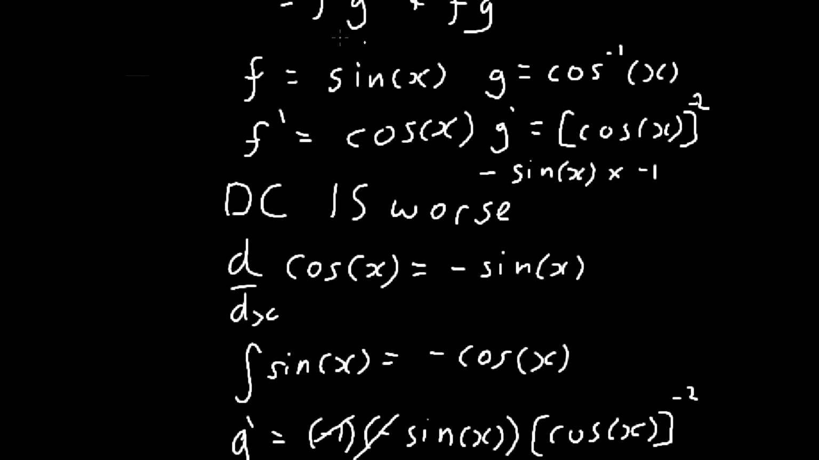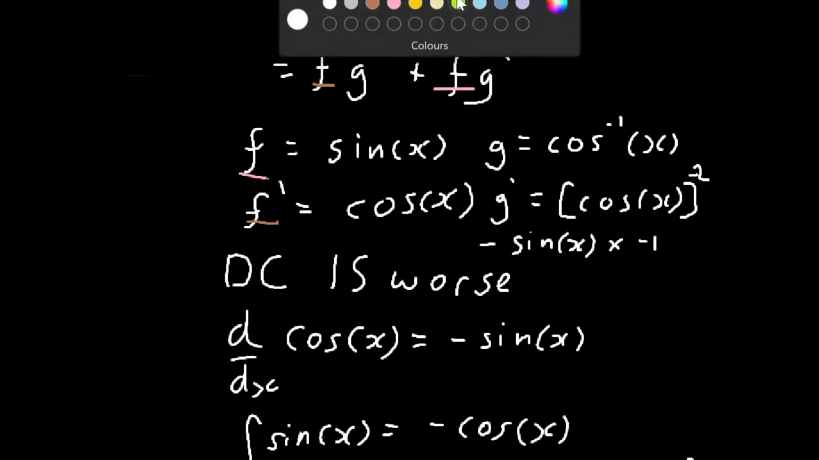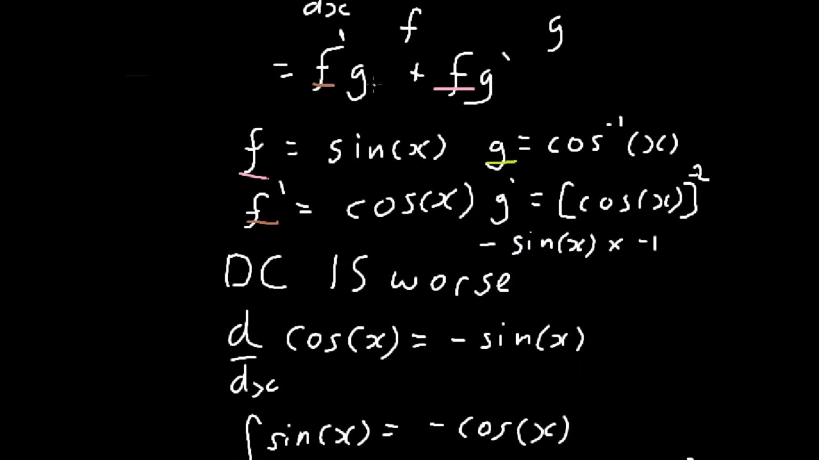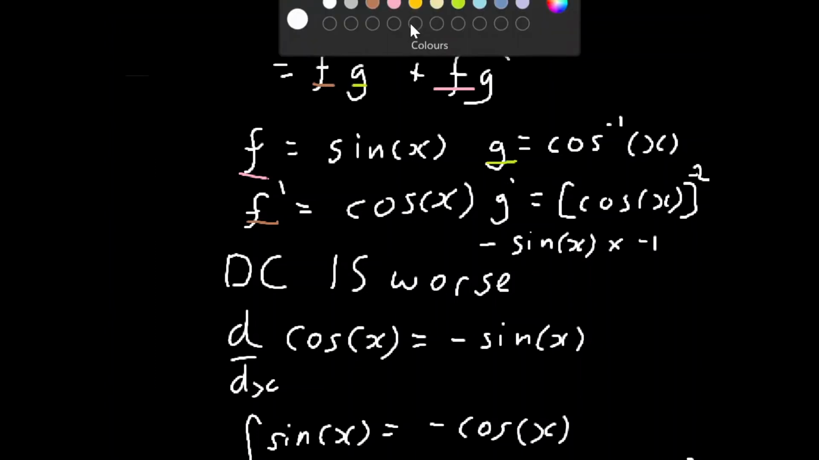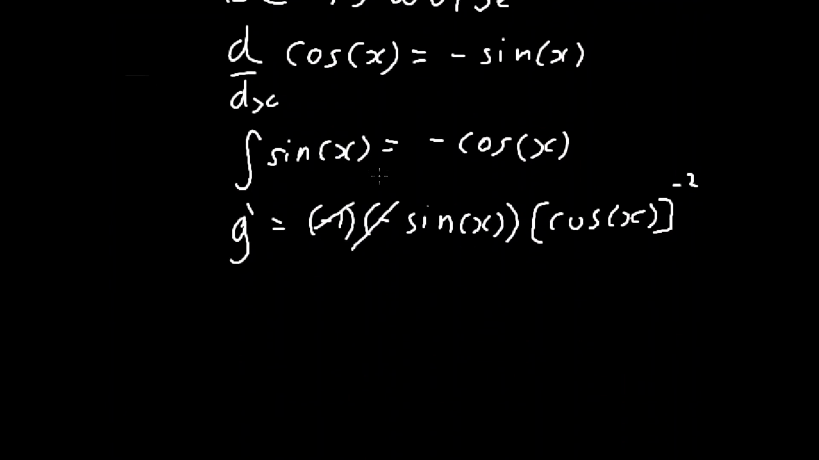So let's do it. Let's substitute everything into these equations here. So it would help if I make it color coded. So the f is over here, the f prime is over here, the g goes over here, and finally the g prime goes over here. So I'm going to go ahead and I'm going to substitute everything in now.